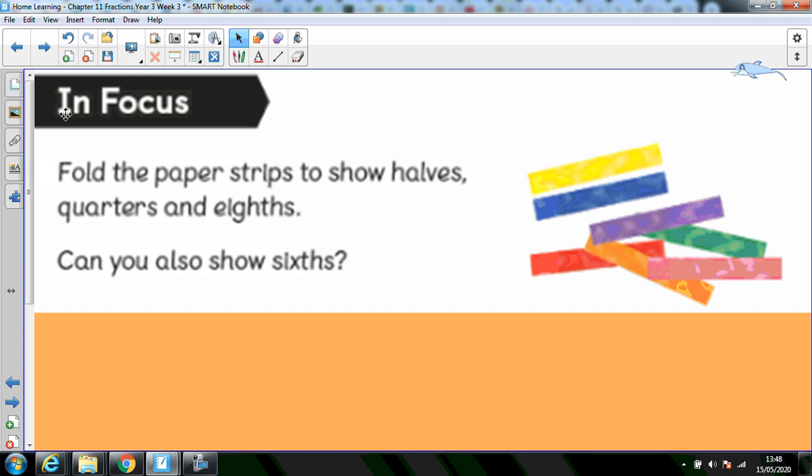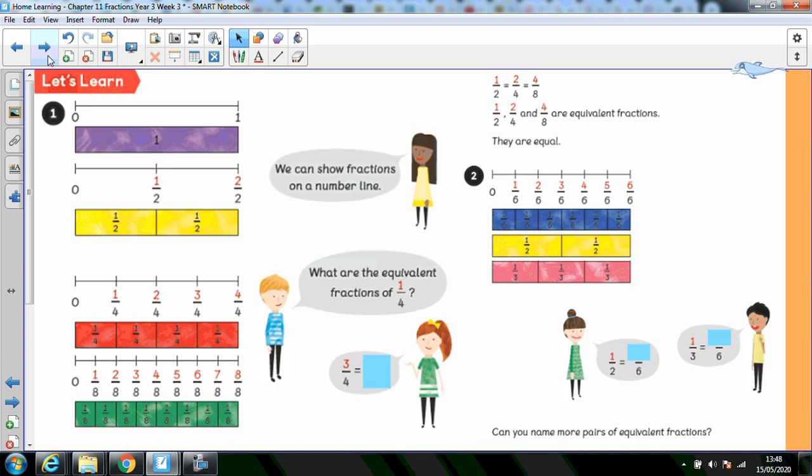Well done. Let's have a little look at the Let's Learn. It's slightly different today. There's lots going on. So Lulu says we can show fractions on a number line. So that's the idea we're getting our heads around today. Here's a representation of our piece of paper or a bar model, and it's showing the number 1. We start our number line with 0 and we end it with 1.